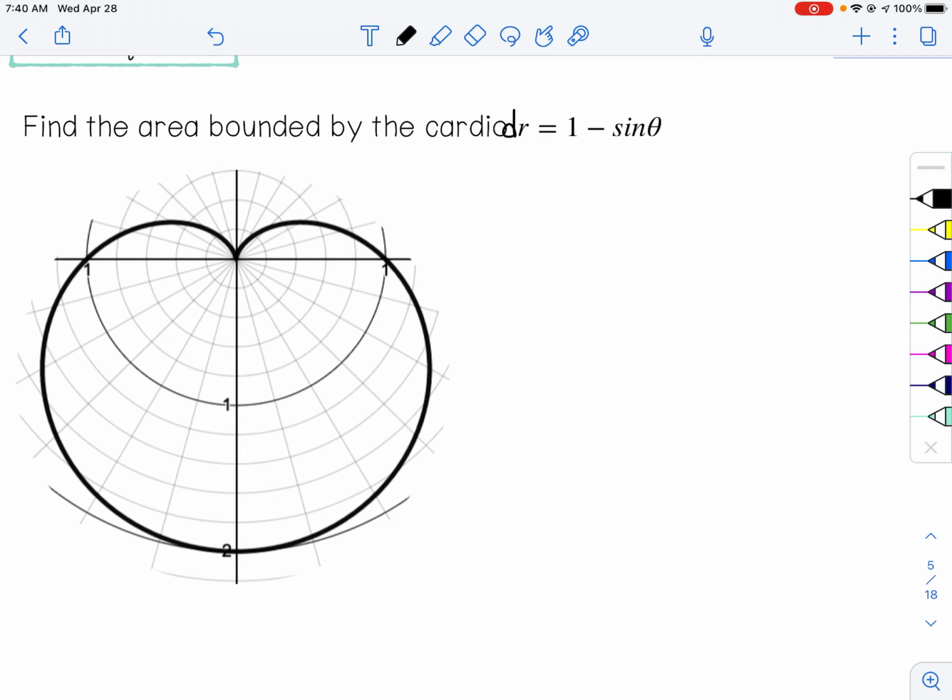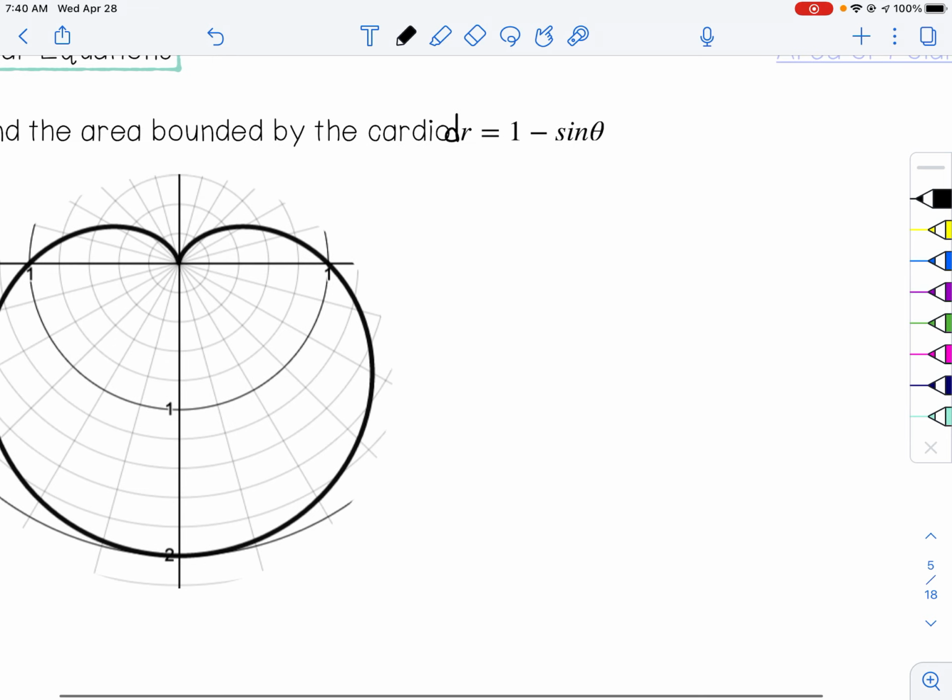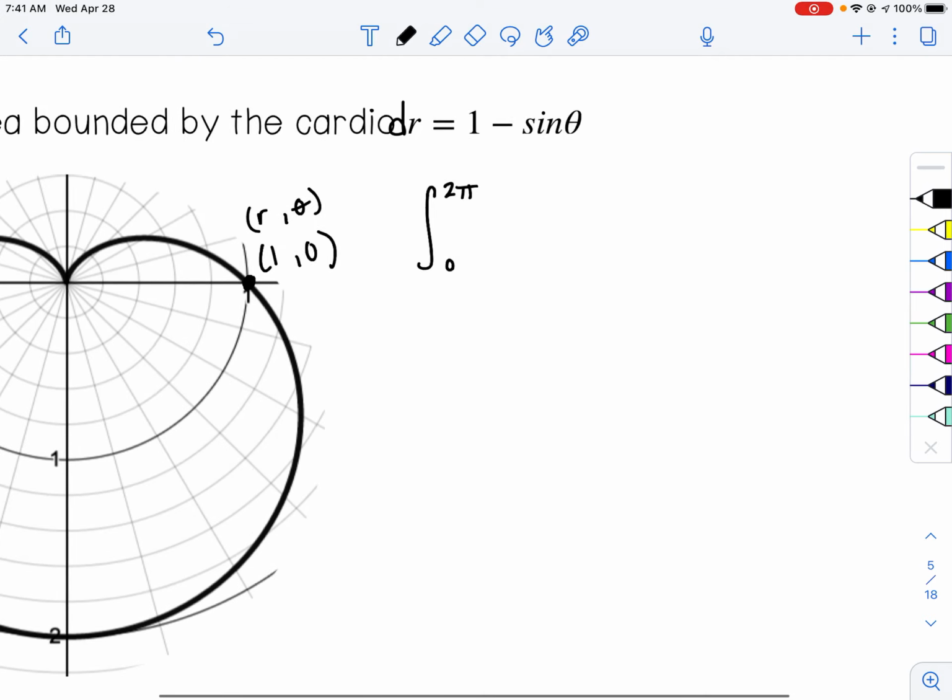So because this function is based on sine, and we know the period of sine is 2 pi, we're going to actually find the area between 0 and 2 pi. Because if we plug in 0, we're going to actually start here because we're going to get the point 1. So remember it's r comma theta. And then if we plug in 2 pi, we come back to that same spot. And every number in between would be the rest of the curve.